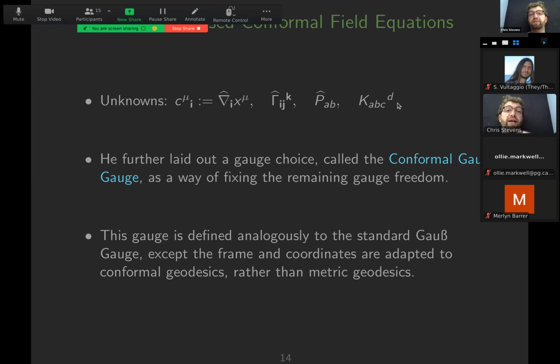So it's quite different to the metric conformal field equations. But the really nice thing here is that, well, let me talk about this gauge in a little bit more detail first before I mention this. So to clarify, when I say that we adapt to conformal geodesics, what do I mean?